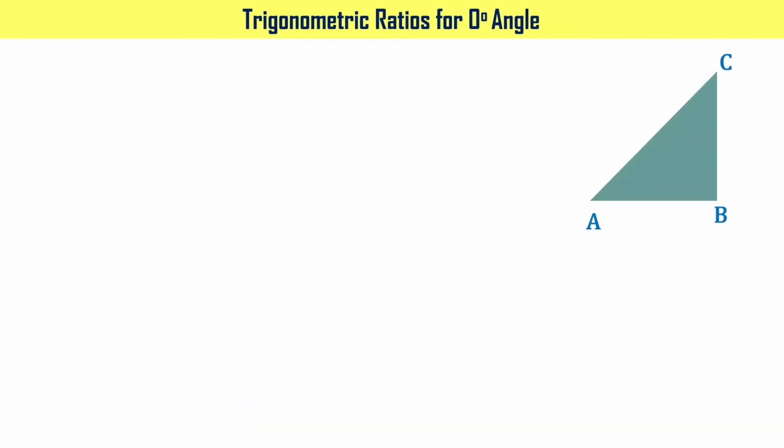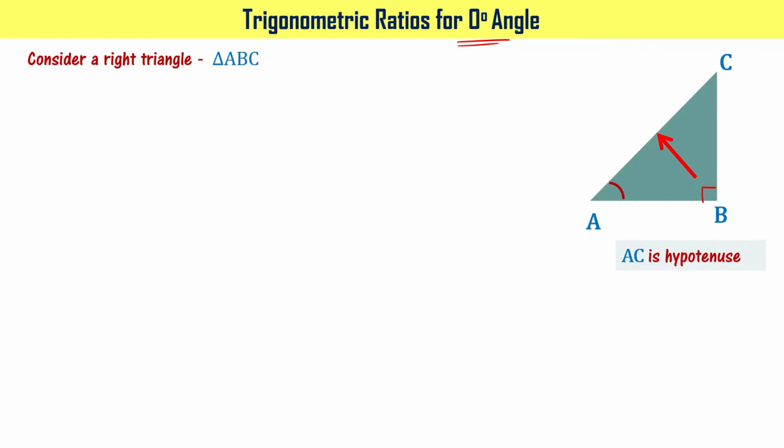Now let's obtain trigonometric ratios for 0 degrees angle. Okay. Let us consider a right angle triangle, triangle ABC as shown in the figure. Right? Angle B is 90 degrees here. And let us look at angle A. What happens? For this particular right angle triangle, AC is hypotenuse. And angle A is the acute angle. Right? For example, if you consider angle A, which is an acute angle, what is its opposite side? Its opposite side is going to be BC. Right? For angle A, the adjacent side is going to be AB.